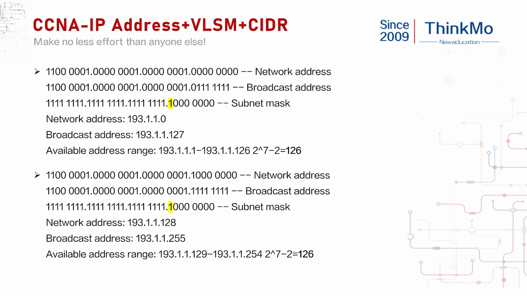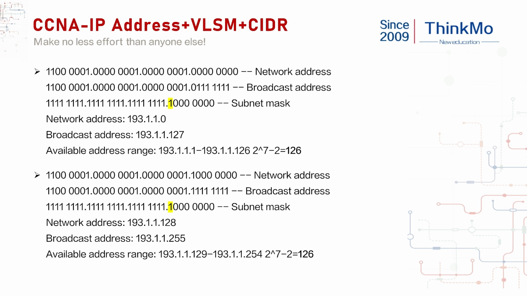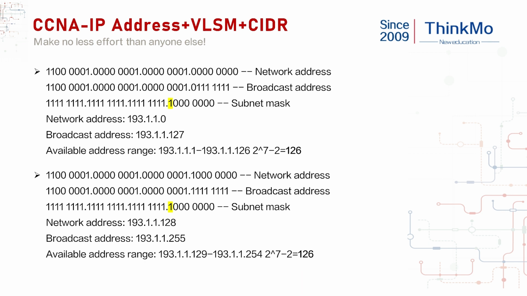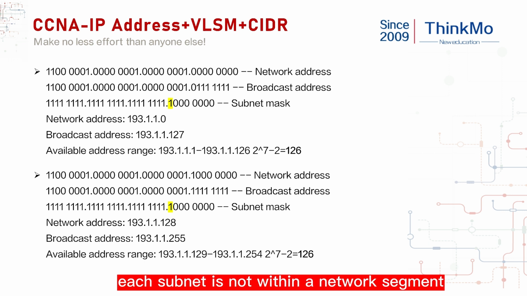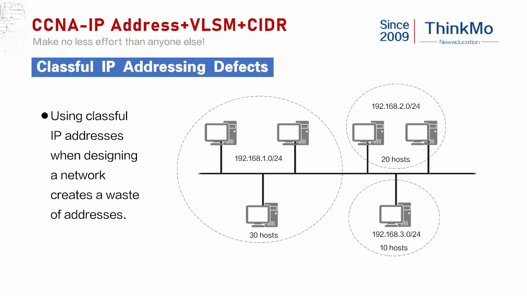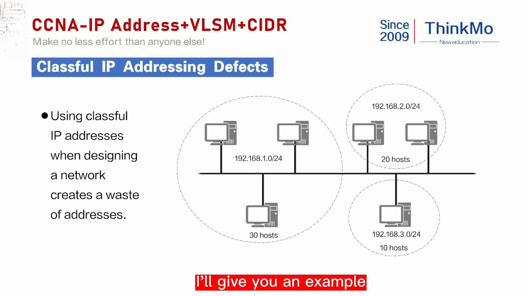VLSM, actually, is borrowing from the host bits for the network bits. Through this form of borrowing, we are able to reduce host bits and increase network bits. After that, there will be more subnets, and network segments will become more. Each subnet can be used for different network planning. This works to save IP addresses. Maybe some students still don't understand the saving. I'll give you an example.